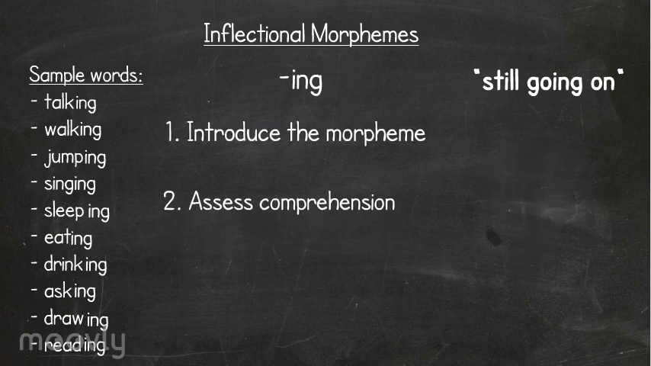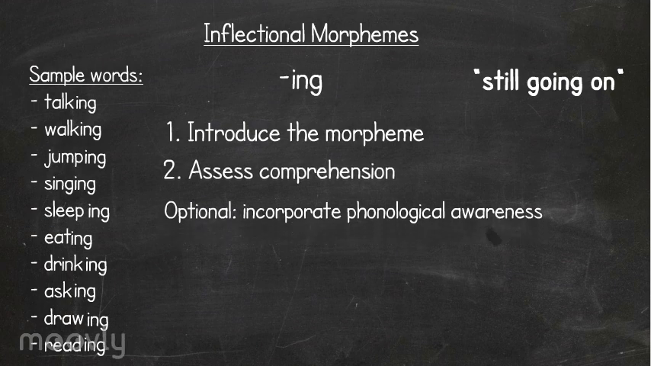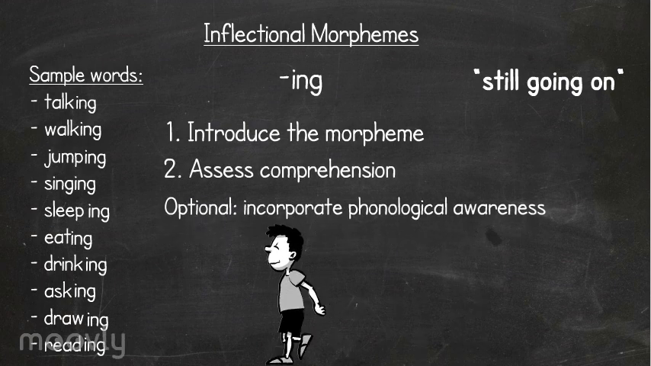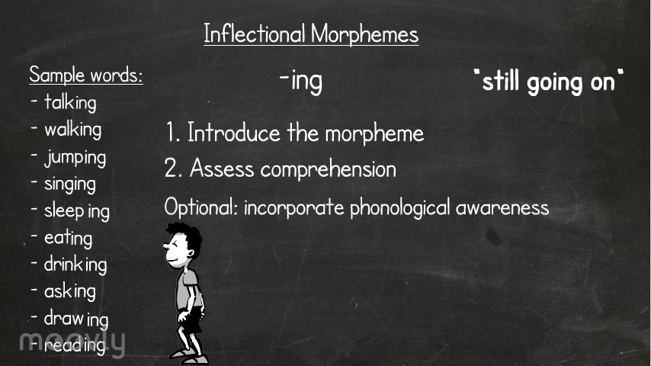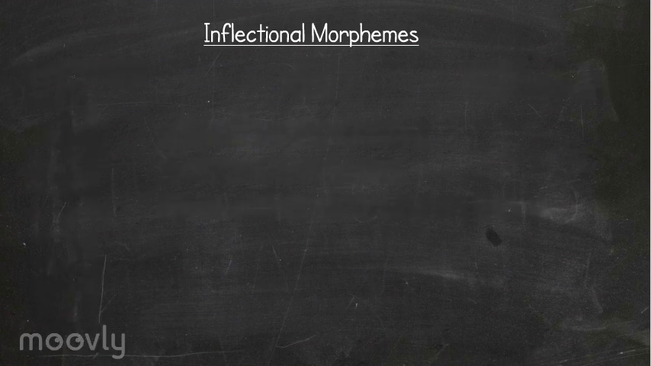Then have students blend words that you've segmented. You can also have students tell you the 2 parts of a word. For example, tell me the 2 parts of the word walking. That's right, walk and ing. Please note that we've included only regularly spelled words as this activity is introductory. In later grades, you can focus on the spelling changes that result from adding ing to irregularly spelled words.